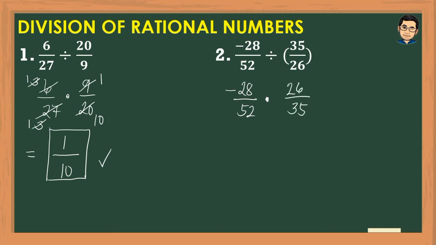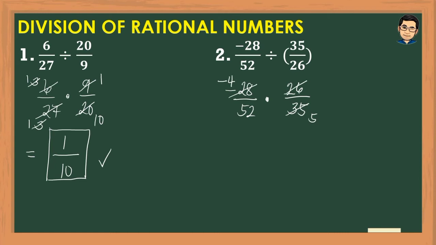And then we cross multiply. So the GCF of negative 28 and 35, that is 7. So negative 28 will become negative 4. Next, 35 will become 5. What about 26 and 52? So the GCF of 26 and 52 is 26. So 26 plus 26 po kasi is 52, so kalahati po siya.